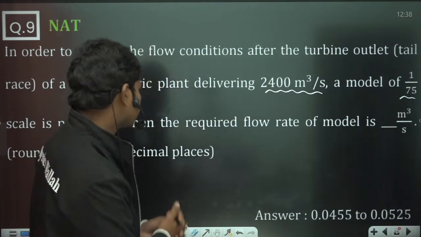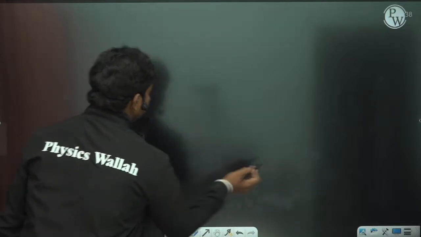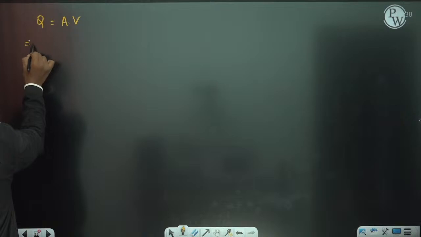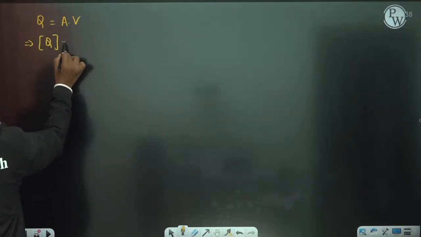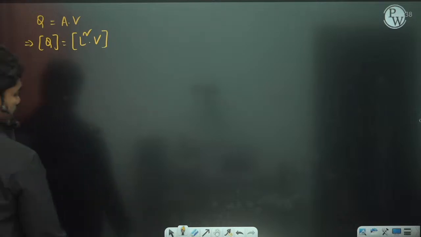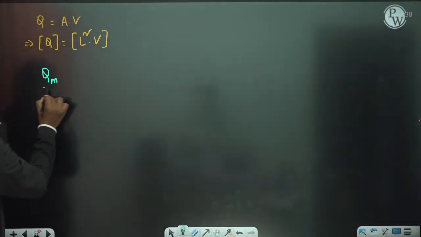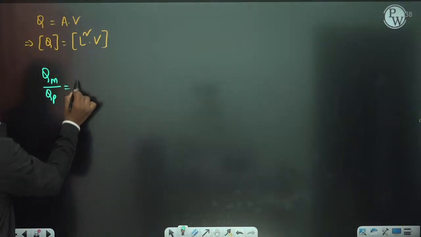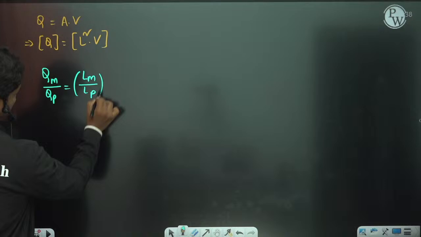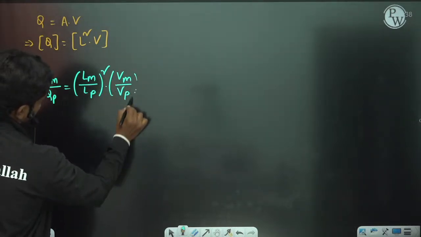Okay, so let us see. If you want to calculate the discharge, discharge is equal to area into velocity. So if you take the dimensions, obviously the dimensions of the discharge is equal to L square into velocity. Then in that case, discharge of the model by discharge of the prototype should be equal to length scale of the model by length scale of the prototype whole square into velocity of the model by velocity of the prototype. This is what you have.